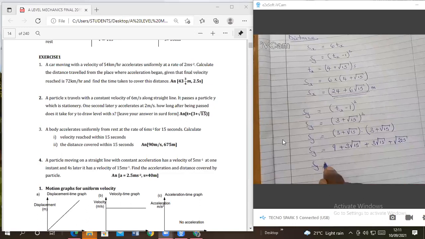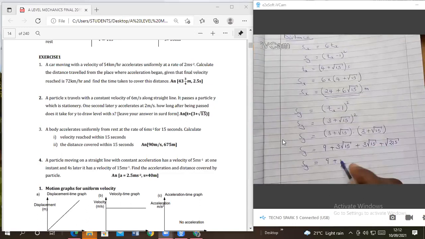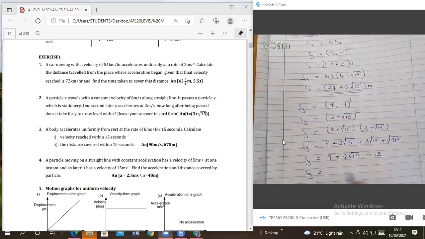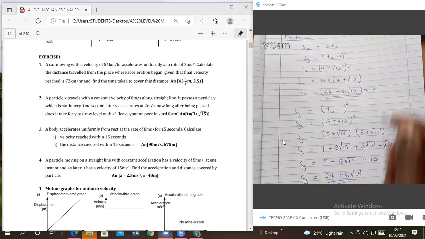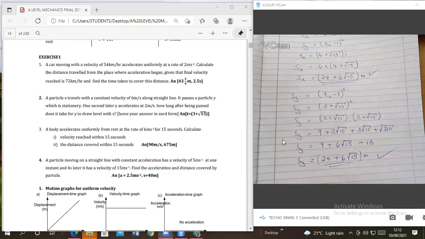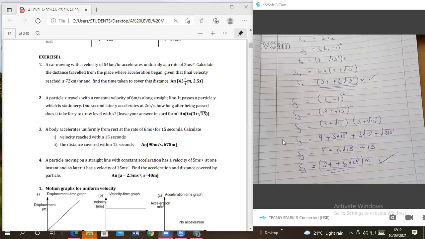Yes. So Sy will be 9 plus 6 root of 15 plus 15. So Sy will be 15 plus 9, that will give us 24, plus 6 root of 15. Are they not the same? Yeah, they are the same. That's why we say they must be at the same level. Have you seen how you prove your answer? Very good.